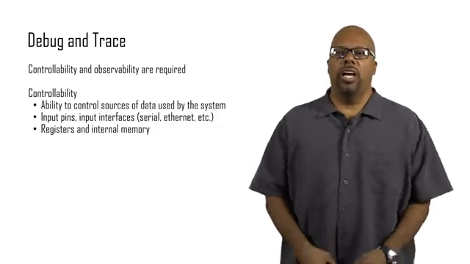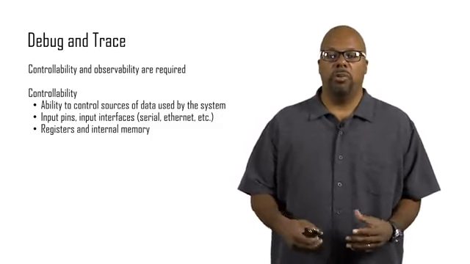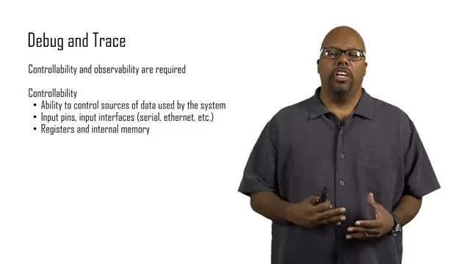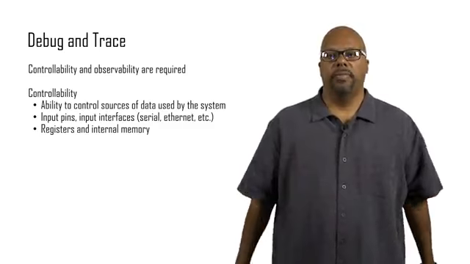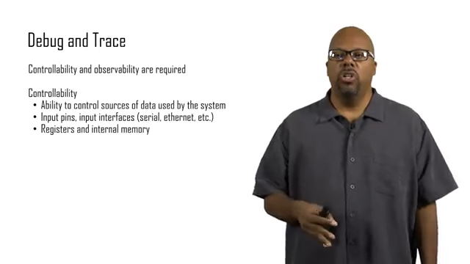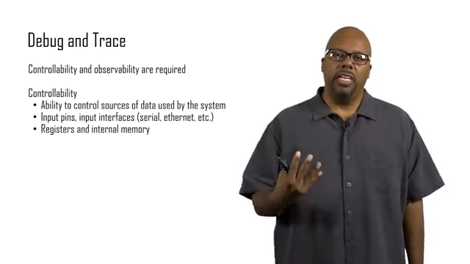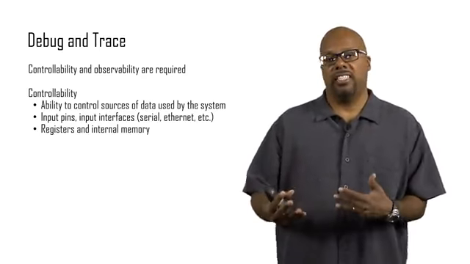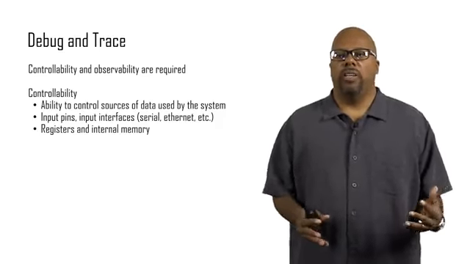Debug and trace. One thing about debugging and testing in general is that you require controllability and observability to locate the bug. So what do I mean by that? Controllability is the ability to control sources of data that are used by the system. This you need in order to apply tests, to test something to see if a feature works. So when I say source of data used by the system, what do I mean?